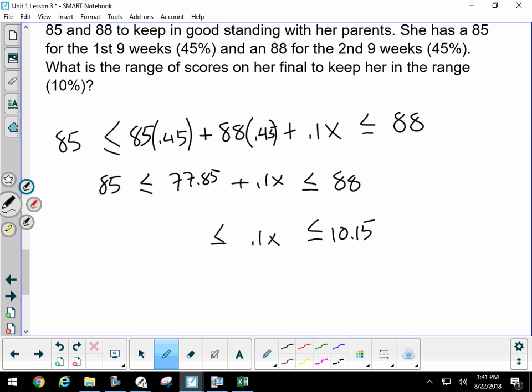And from the other one, you get 7.15. Divide both sides by 0.1, we end up just moving the decimal place over one place. And it turns out, as long as you get above a 71.5, you're going to be between an 85 and an 88. You're good. So tough to move your overall average up.